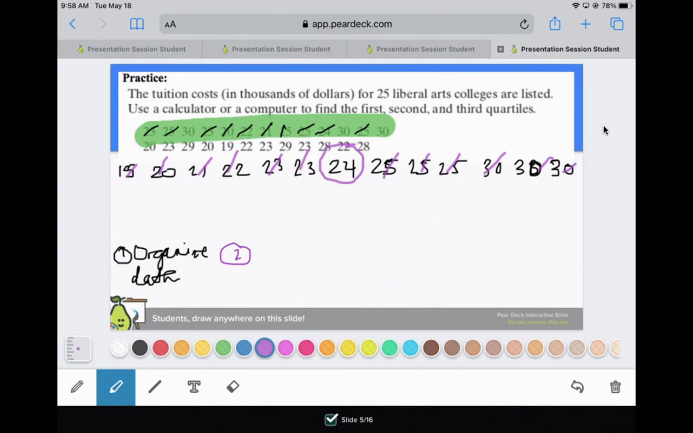Good. Now I found the first median. I'm going to find the other medians, right? So here's the thing. The first median will split this data into two equal parts: the lower half and the upper half. Now I'm going to find the median of the lower half. Same thing. So look in here.